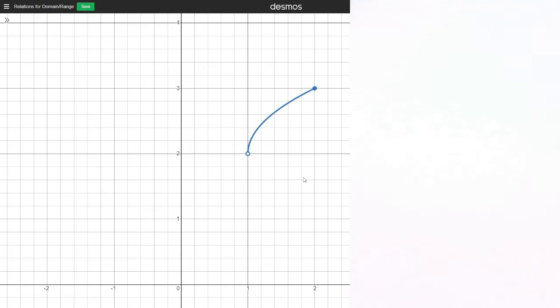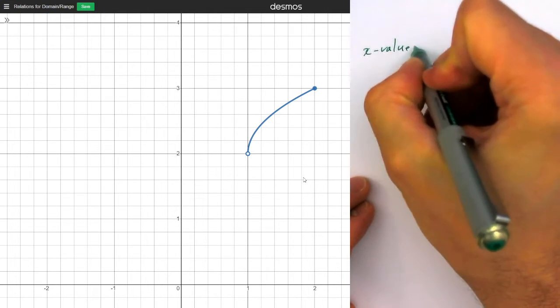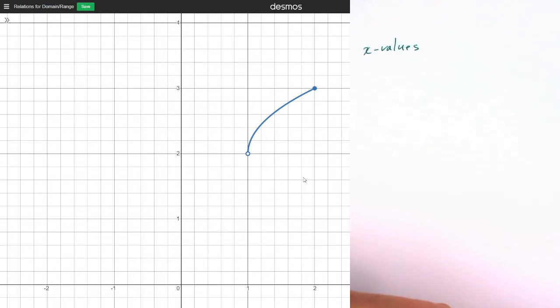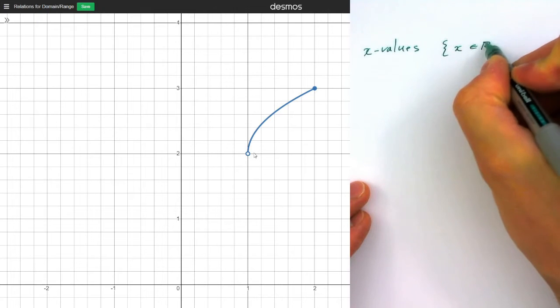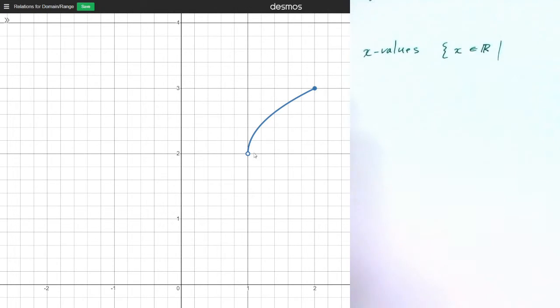In this example, we have a piece of a curve, and if we're talking about the x values, it looks like we're going from 1 to 2, but we see these two circles. One of them is colored in, one of them is open. We say that this is an open circle and this is closed. And what that means is we are taking all the values except the ones at that point. So we're talking about real numbers. X is an element of the set of real numbers, and x is greater than 1. So I'm going to write it this way. And x is less than or equal to 2.